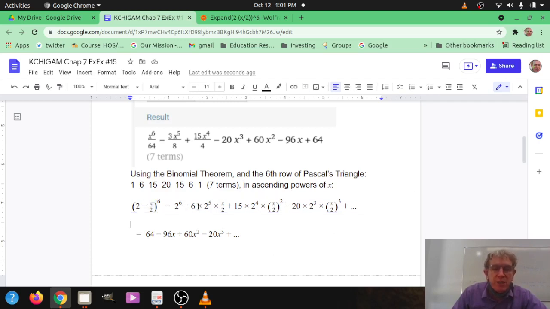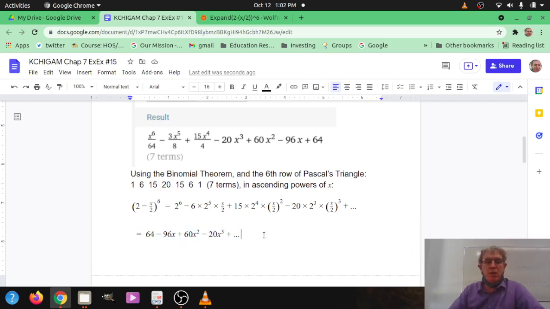So I'm going to have minus 6 times 2 to the 5th, of course. You're going to go down by 1 in each power of 2, and then x upon 2 to the 1st. Then the third term is going to have the next coefficient in Pascal's triangle, which is 15, and then times 2 to the 4th times x upon 2 squared, etc. So once I simplify this, I get exactly the terms that Wolfram Alpha gave me.